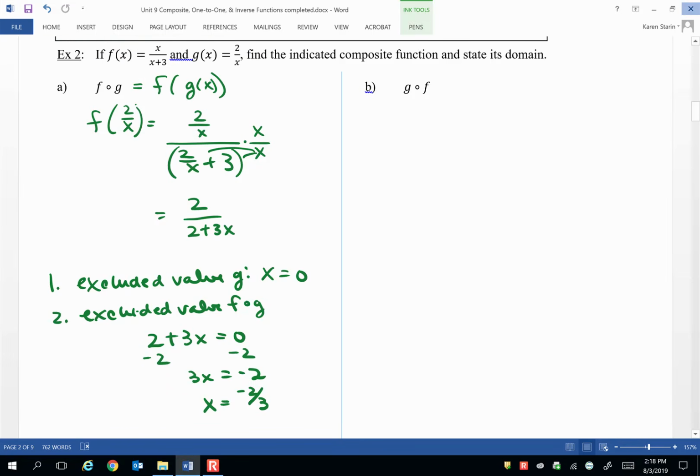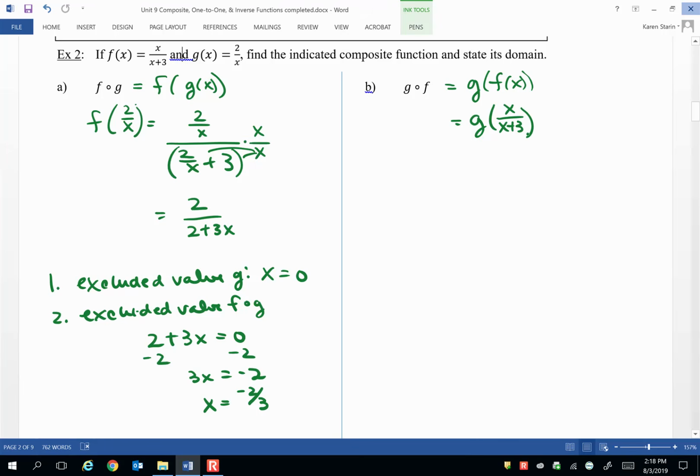Now let's find G composed with F, where G and F are the same functions from the video that we just saw. So if we compose G with F, that's just G of f of x, and we'll come up with a new function, which is the composition in this direction. So what is f of x?